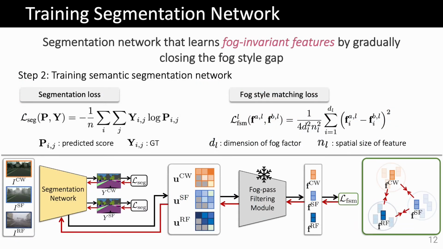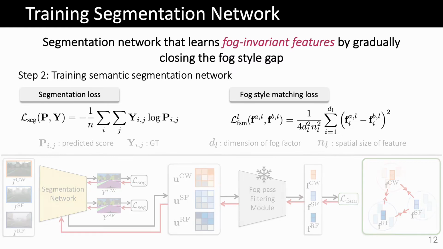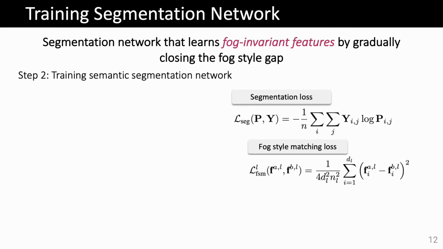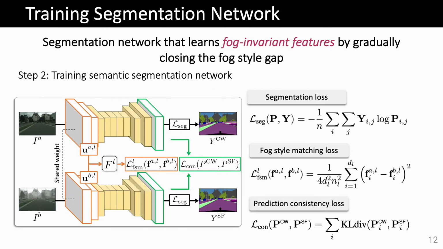Then, we train the segmentation network with the fog pass filters frozen. With the segmentation loss, the fog style matching loss reduces the gap between fog factors from different domains for learning fog-invariant features. Also, the prediction consistency loss forces consistency between clear weather and synthetic fog.